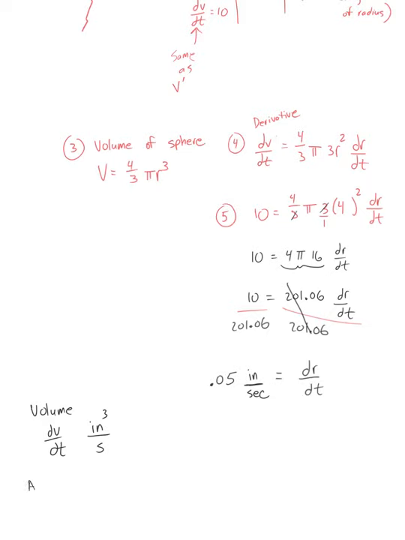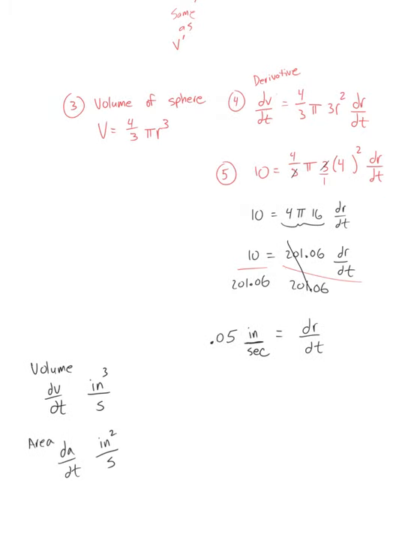If we had a rate of change of area, dA/dt, or A prime, that would be inches squared per second because area is square units, and we know that a radius is just a length, so it is just inches to the first, inches per second. That is example number 1. Go to the next video for example number 2.